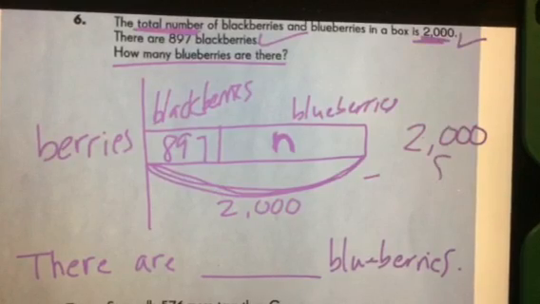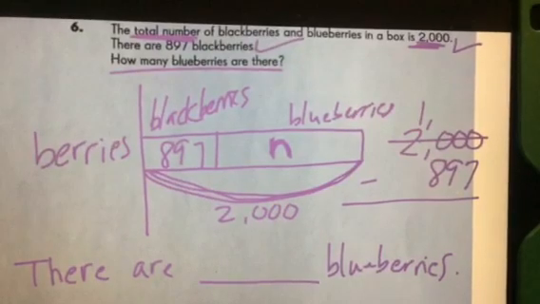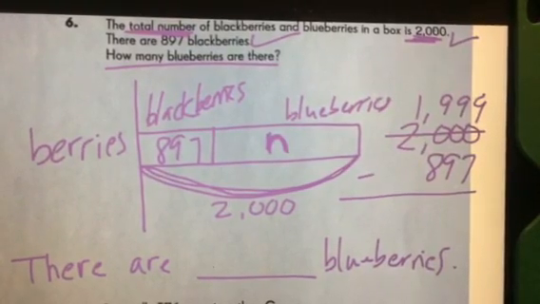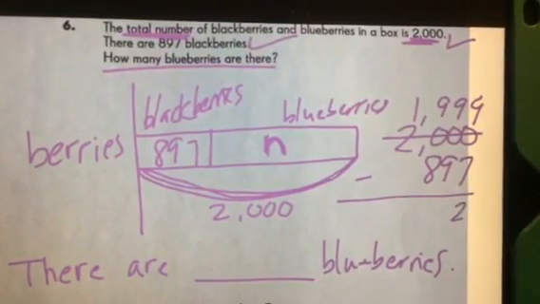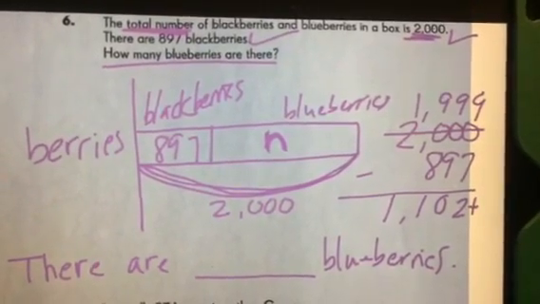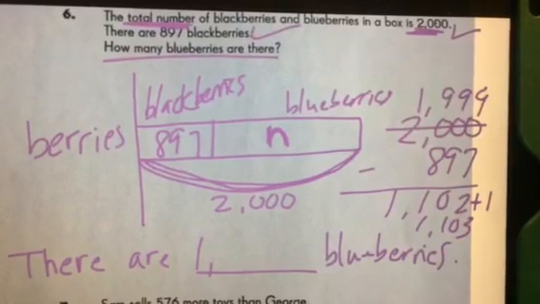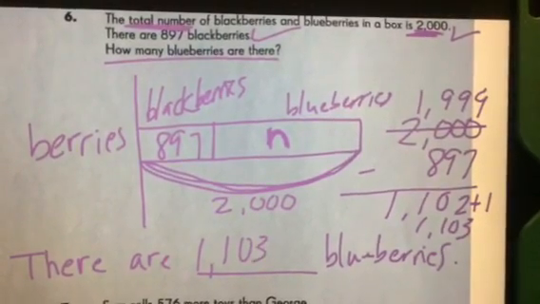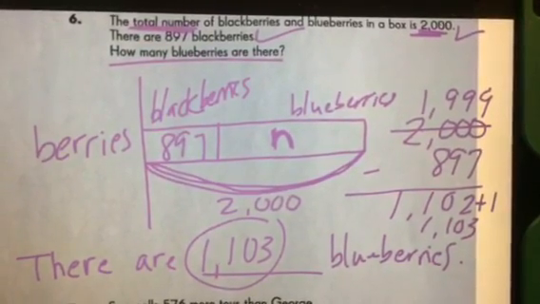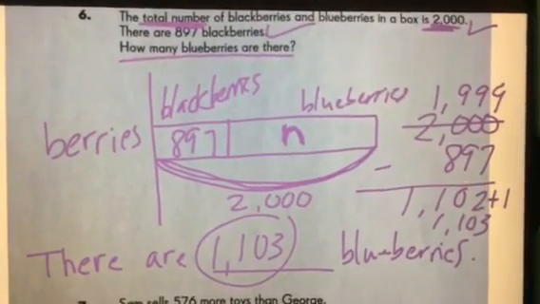2,000 minus 897. I'm going to use our little trick of subtracting one number, and then you will get 1,102. Don't forget to add the 1 back at the very end, so your answer would be 1,103 blueberries. Does your answer make sense? Yes, because if you add that number plus 897, you will end up with the number 2,000.